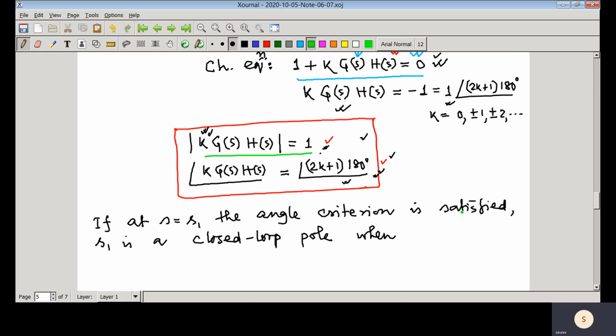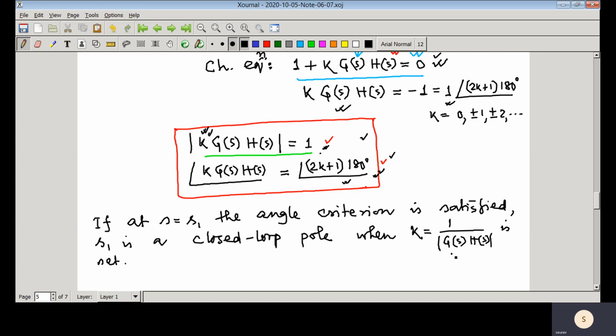So that is the value of K for which that gain condition would be satisfied. So there always exists a K such that this particular condition is satisfied. So that means if at S equal to S1 the angle criterion is satisfied, suppose this second condition is satisfied, that angle criterion, then S1 is a closed loop pole.